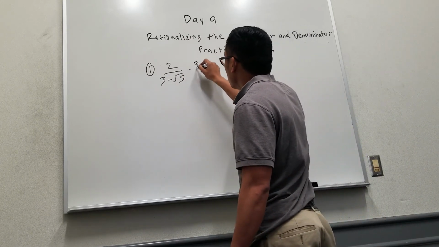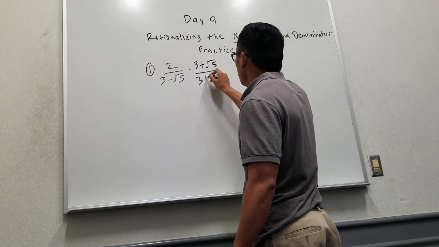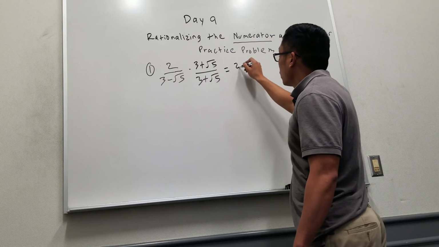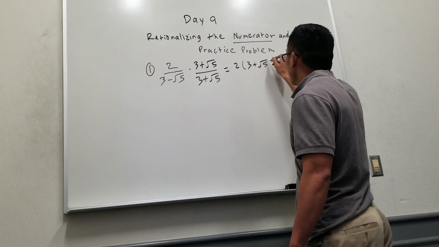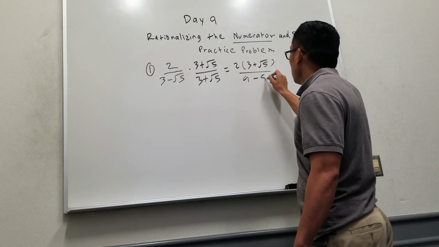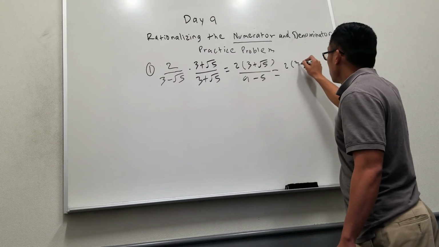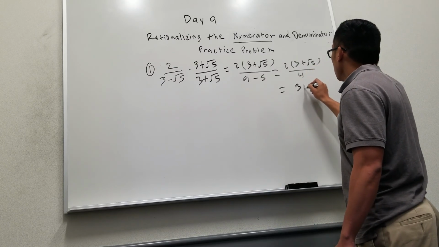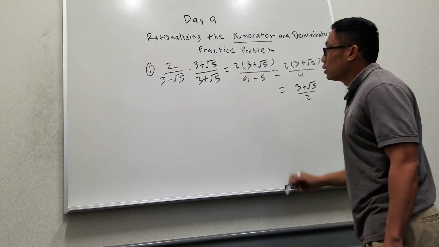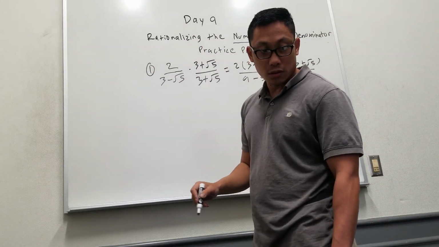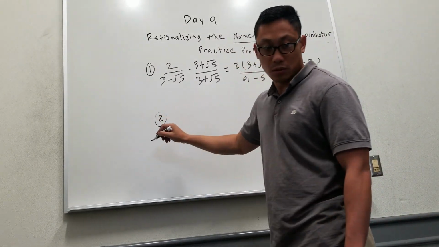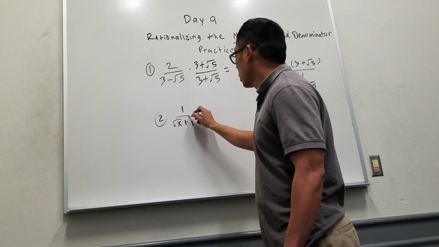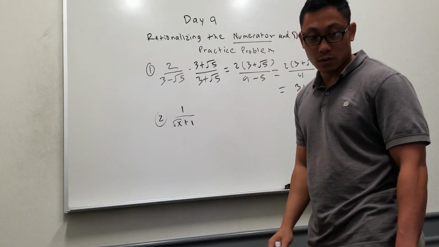So what do we have? We just multiply by the conjugate, right? Then what is that equal to? I don't want to distribute it, just leave it like that. So you're going to get 9 minus 5 here. This is just 2, 3 plus root 5 over 4, and I can simplify. This is 3 plus root 5 over 2, right? Now let's do the next one. Number 2, 1 over square root of x plus 1. So you guys can do that one.